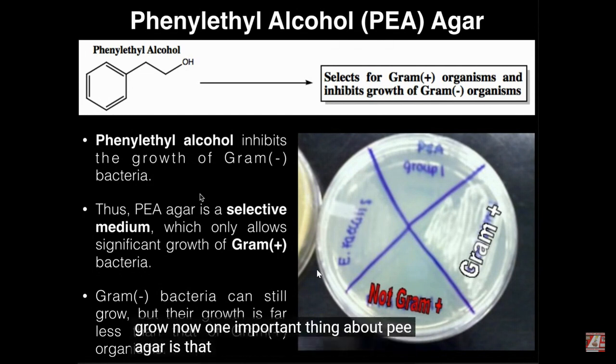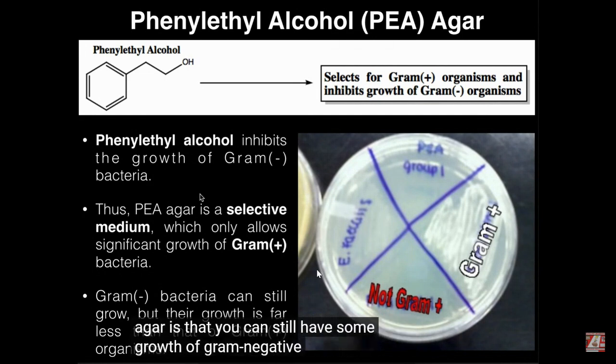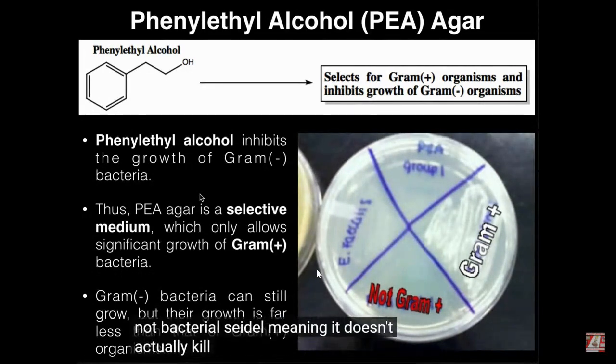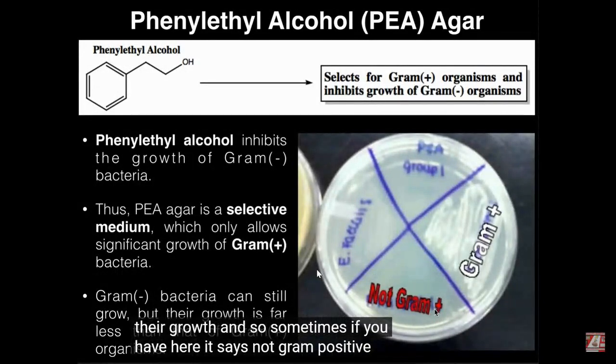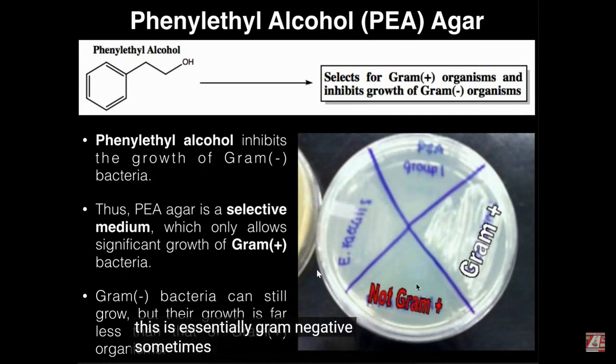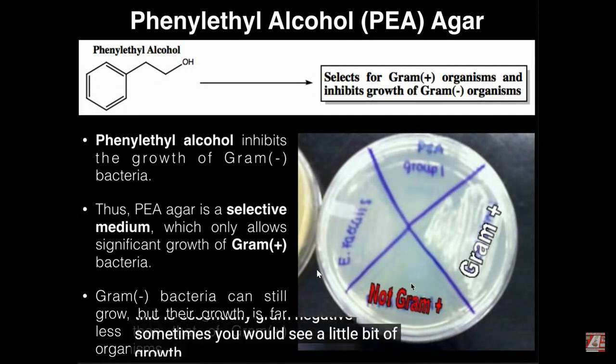is that you can still have some growth of gram-negative bacteria. It's not bactericidal, meaning it doesn't actually kill the bacteria. It inhibits their growth. And so sometimes if you have, here it says not gram-positive, but this is essentially gram-negative, sometimes you would see a little bit of growth there.